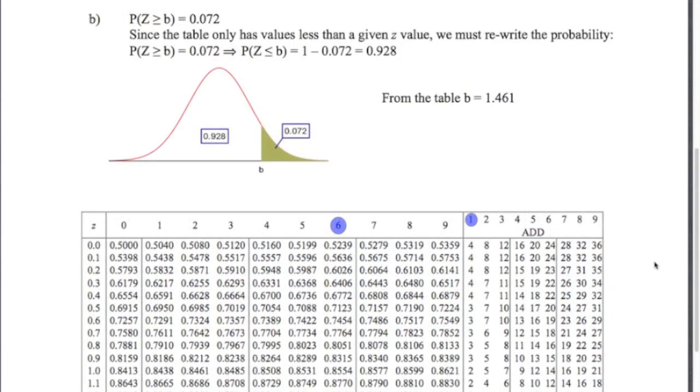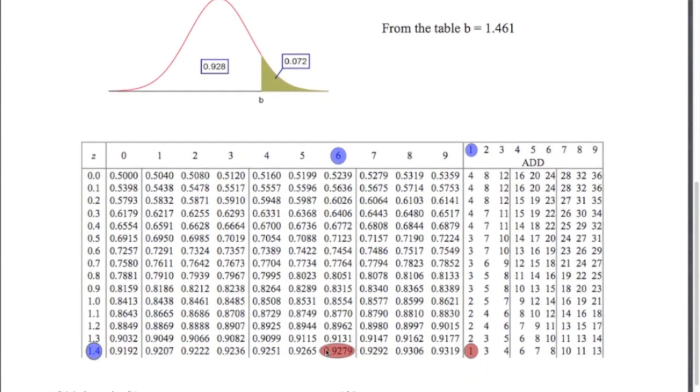Second example, we want the value of b, so that the probability z is greater than or equal to b is 0.072. A diagram really helps here. 0.072 is that area there. Remember, the table only deals with z values and down, so the actual value we're going to be looking up in the table is 0.928, 1 minus 0.072. So I'm looking at 0.928 in the table. I get as close as I can, which is 0.9279. I need an extra 1. There it is there. So the z value I read off is 1.461, and that's the answer to the question.